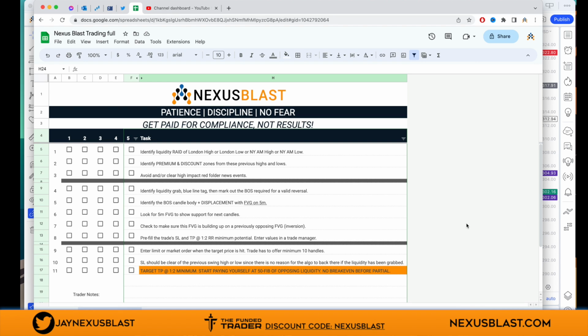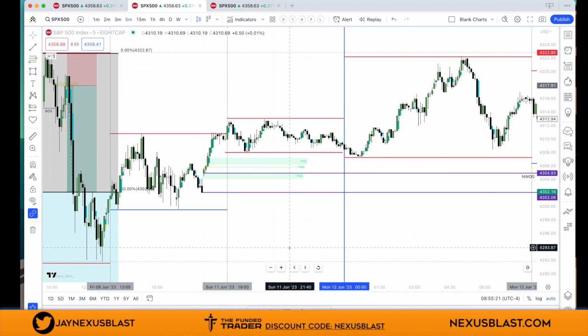So once that fair value gap forms, you want to make sure that it doesn't pierce right back through it. You want to make sure your fair value gaps are showing support for the following candles. This is something I like to use as well, is to make sure this fair value gap is building up on a previously opposing fair value gap as an inversion gap. Let's see if we can try to find one over here.